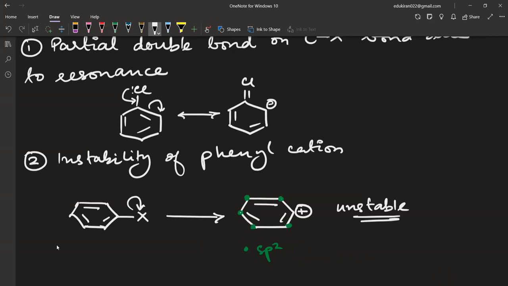Okay. If they ask you why haloarenes do not show SN1, then give this reason. First two: partial double bond on CX due to resonance, so it will not break easily. Even if it breaks, that cation will be unstable. All of you understood this? Yes or no? Please tell me. Krishna and Kulsum, Sayada, Rofia, Heba, Hamza, right? Okay, right.